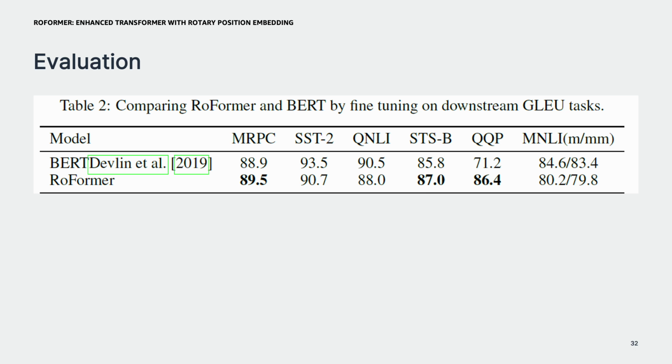Next, experiments were conducted on multiple GLUE tasks. In these experiments, the sinusoidal absolute position encoding in BERT was replaced with rotary position embedding, and the model was pre-trained and evaluated. The research shows that rotary position embedding achieves better performance on certain tasks compared to the original setup.